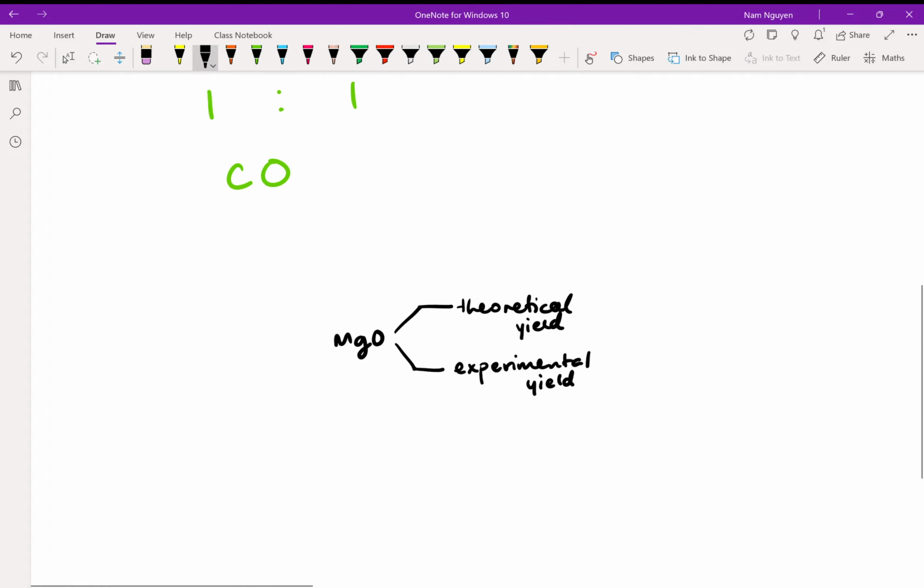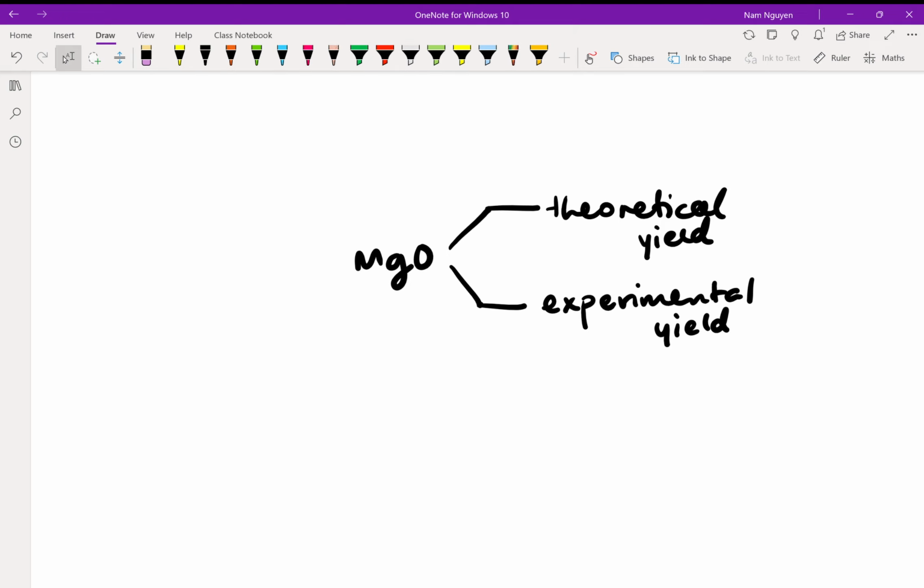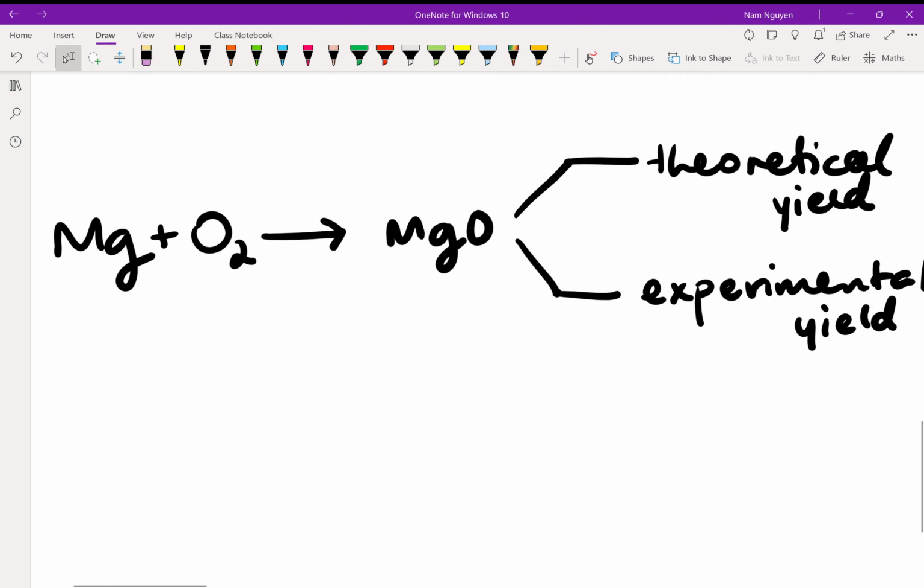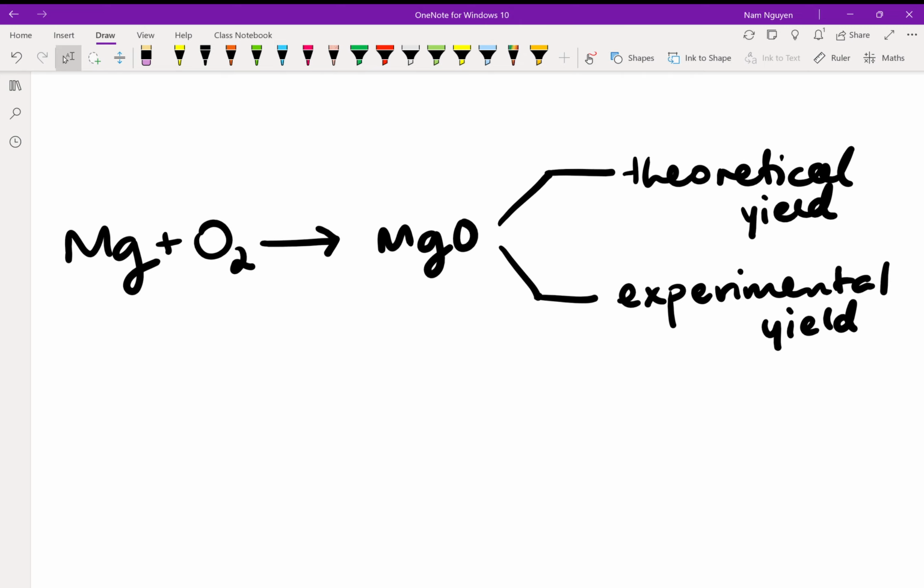In the process of this experiment, you took magnesium and oxygen and then combusted them to form magnesium oxide. So, theoretical yield means what is the mass of the magnesium oxide that you should have gotten? Okay? That you should have gotten.